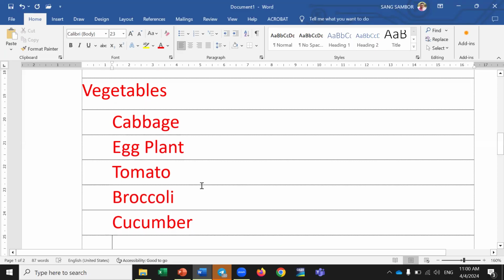So now you can do this in order to find out. Cabbage is a kind of vegetable. Eggplant is a kind of vegetable. Tomato is a kind of vegetable. Broccoli is a kind of vegetable. Cucumber is a kind of vegetable. So cabbage, eggplant, tomato, broccoli, and cucumber are considered co-hyponym because they share the same superordinate, vegetables. So vegetables here is considered as high level term or superordinate. So you get my point now.